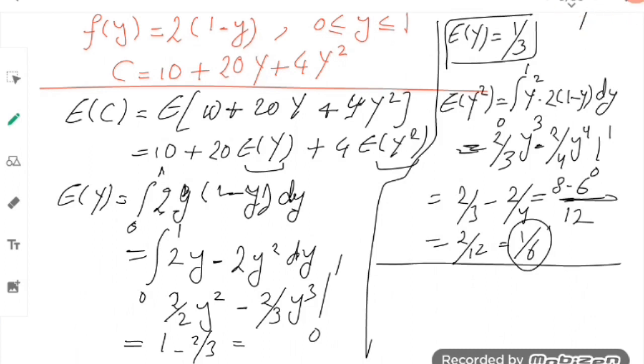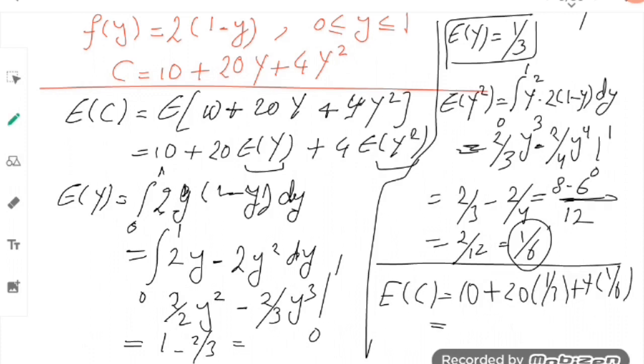So we can see that the expected value of C will be 10 plus 20 times the expected value of y, which is 1/3, plus 4 times the expected value of y to the power 2, which is 1/6. So at the end we'll have 10. Can we use 6 here? So we'll have 60 plus 40 plus 1 plus 4. At the end, this will be 104 divided by 6. This will be the expected value of C.